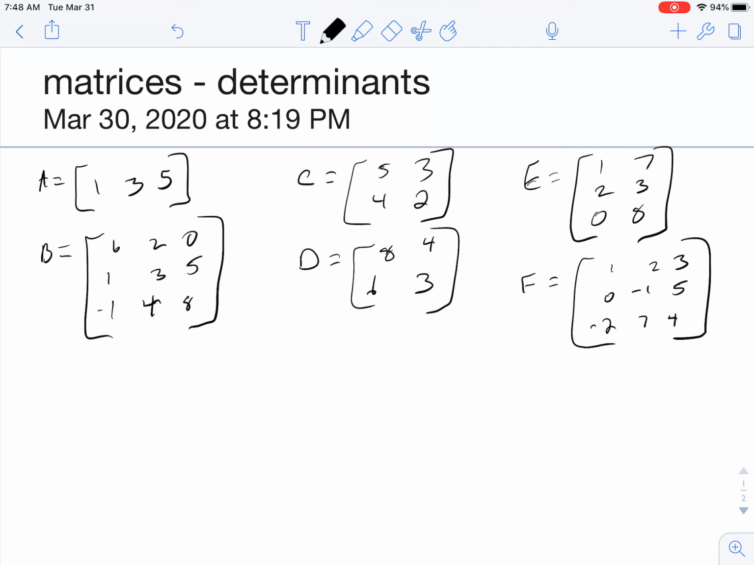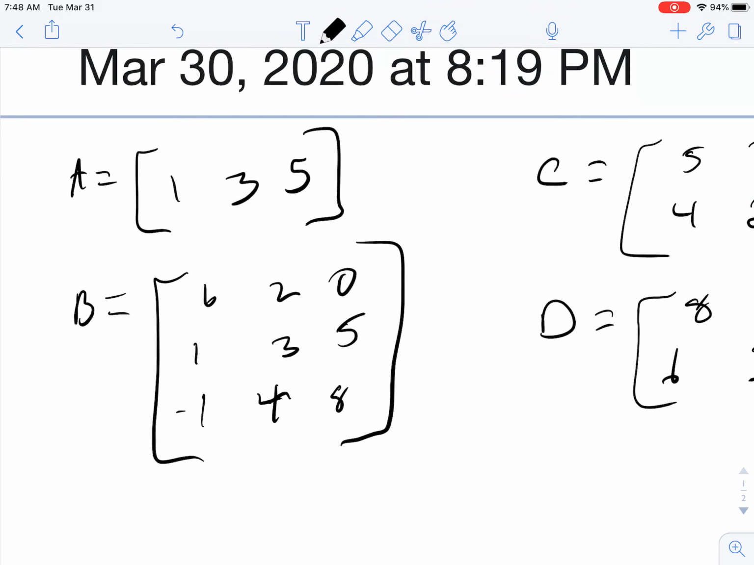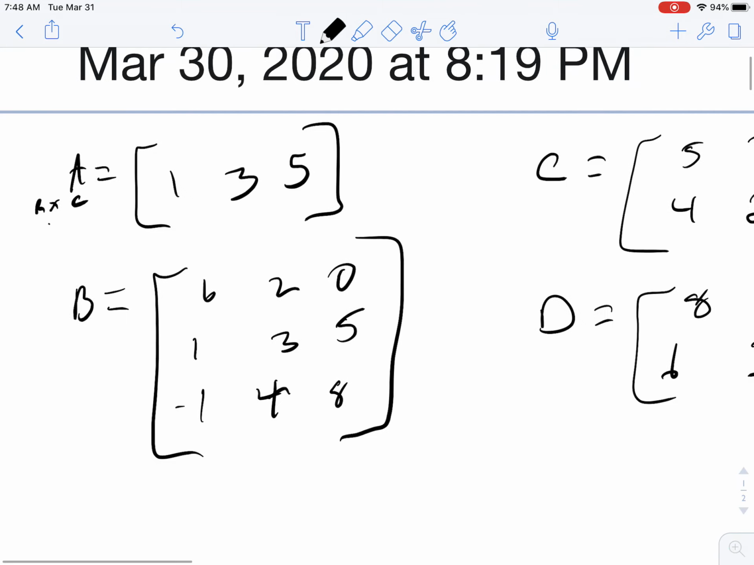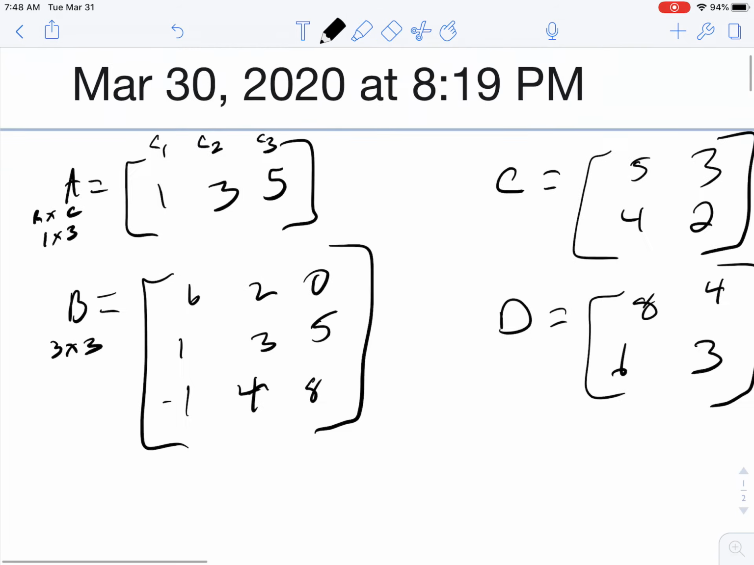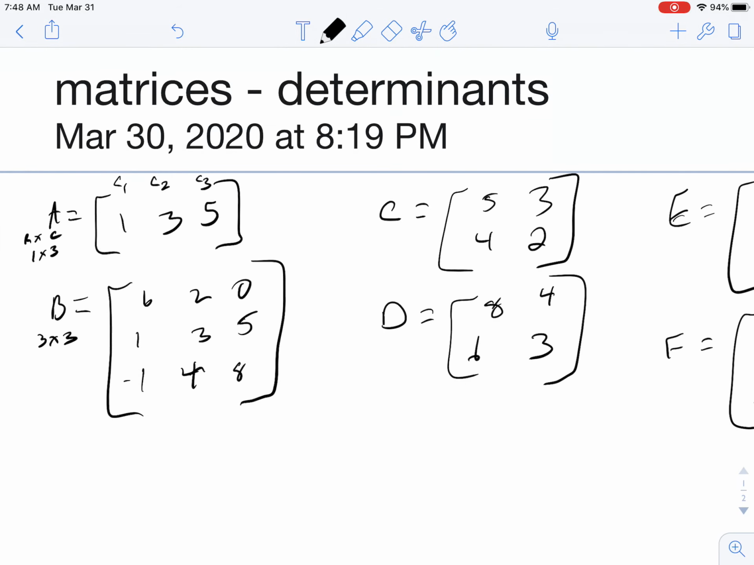Matrix A, and we name a matrix rows by columns. We call it R by C for short. So we name matrix A just by calling it a 1 by 3 matrix. It has 1 row and 3 columns. So 1 will be in column 1, 3 will be in column 2, and then 5 will be in column 3. B is a 3 by 3 matrix. And C is a 2 by 2 matrix. It has 2 rows and 2 columns.